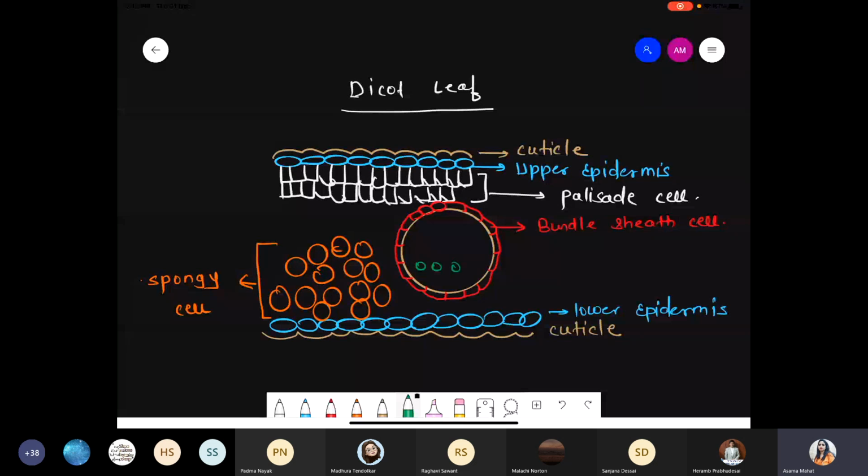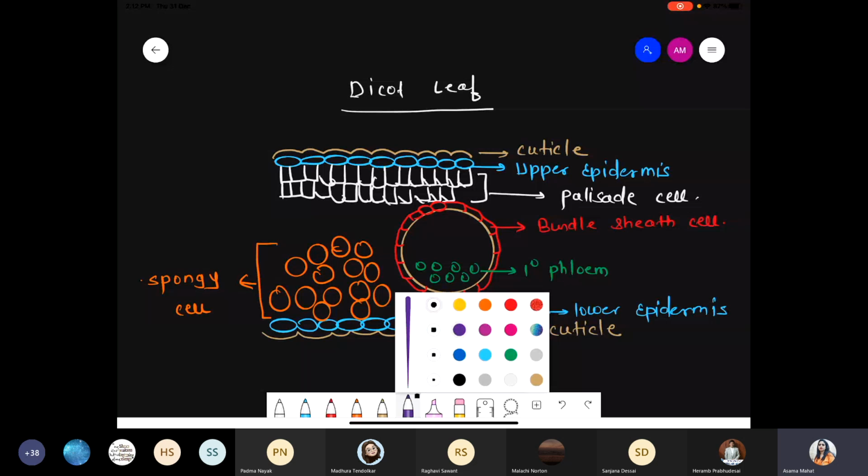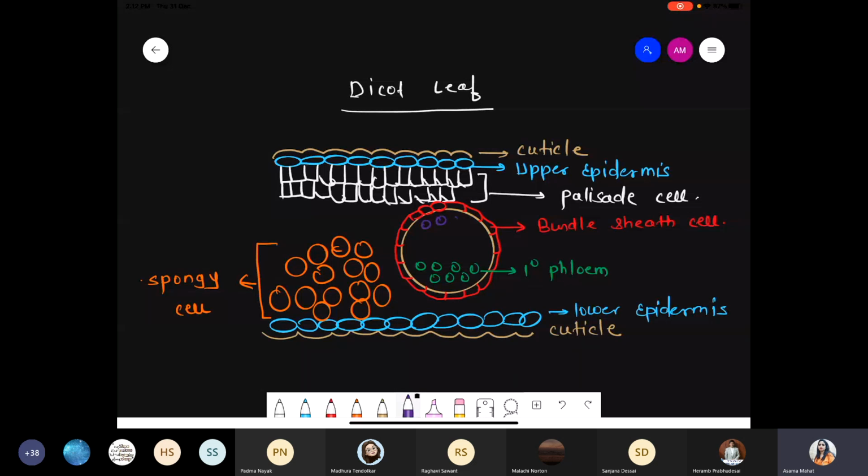Those are called the primary phloem. These are the part of the primary phloem. Again, toward the upper side, there are some other different cells. These are called the primary xylem. Such cells are simply called the primary xylem. And we already discussed this part. In case of the leaf, cambium is absent, so there is no differentiation. There is no cambium present between the xylem and the phloem.